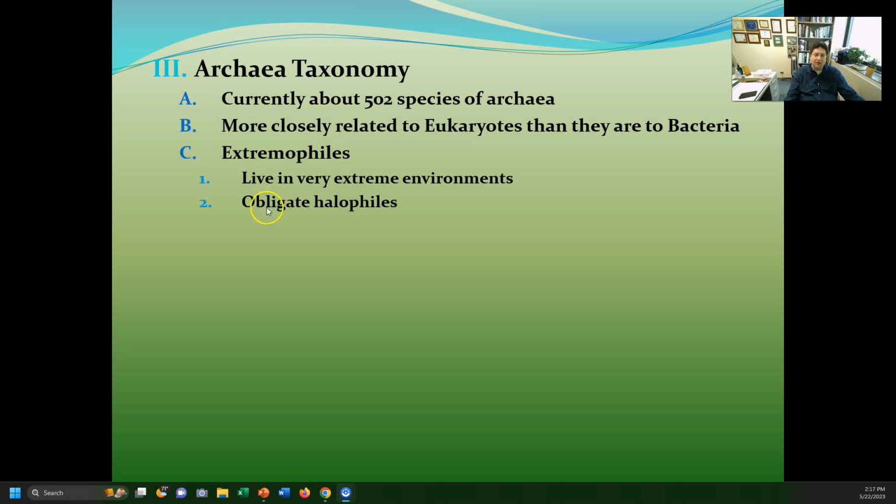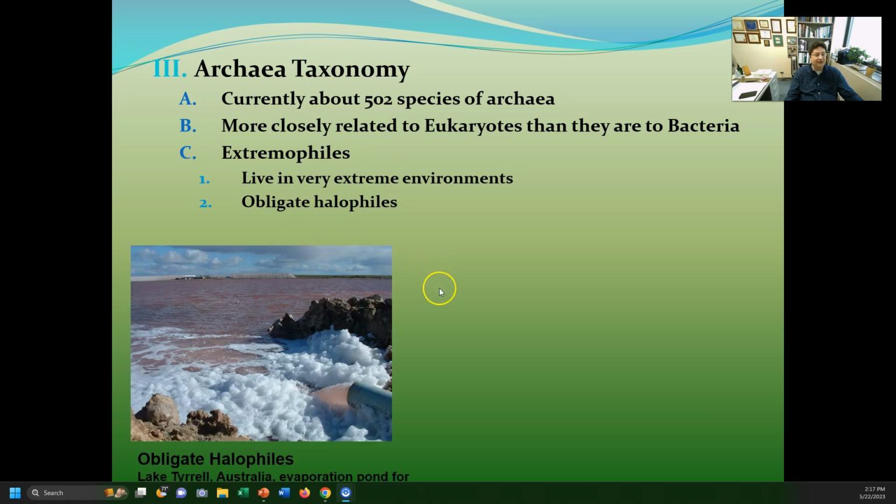For example, there are some archaea, an example of extremophiles, called obligate halophiles that can live in extremely salty conditions, like Lake Tyrrell here in Australia. Very, very salty conditions. It's actually a pond used for a salt mine. No other living organism can really live in there except these archaea.